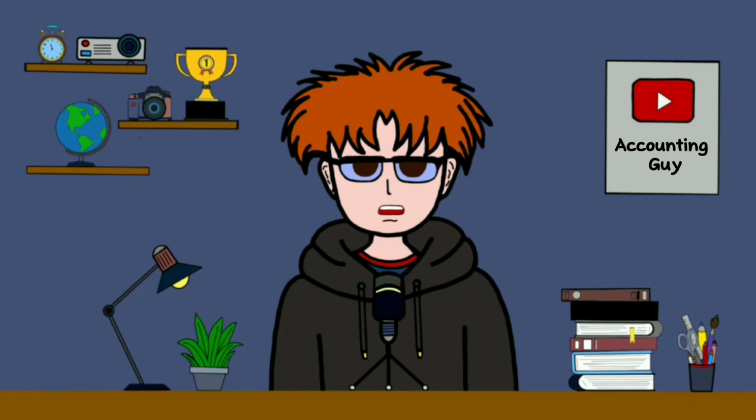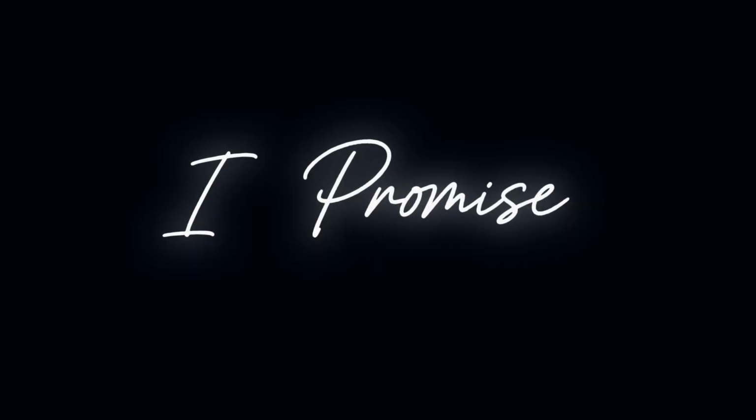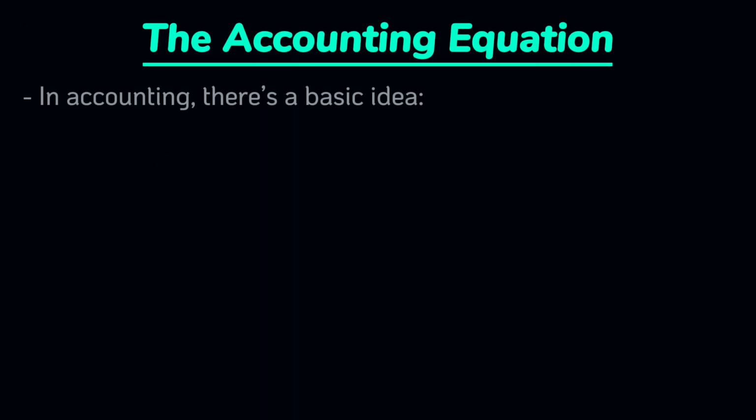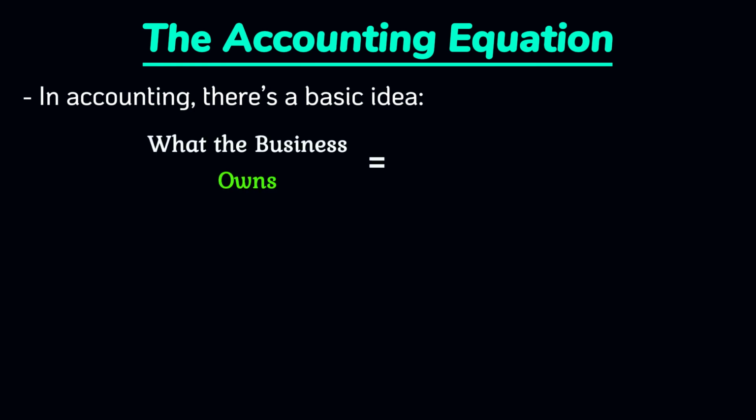But if you stay with me just a few minutes, I promise, I will explain this equation in the simplest way possible, and you will understand this equation so clearly. So, let's begin. In accounting, there is a basic idea. What the business owns is always equal to what the business owes. That's it. This is the heart of accounting.